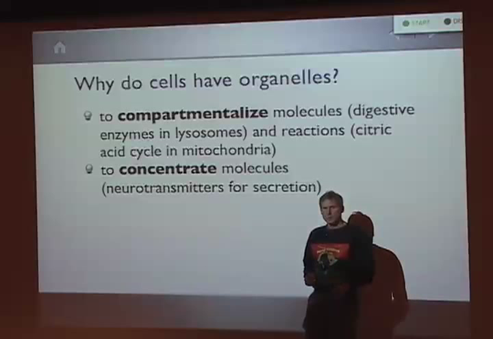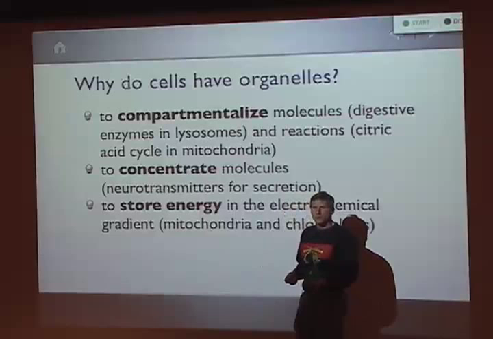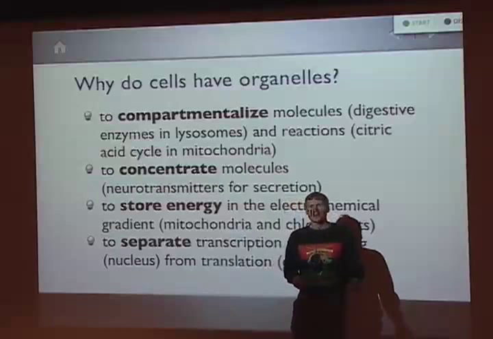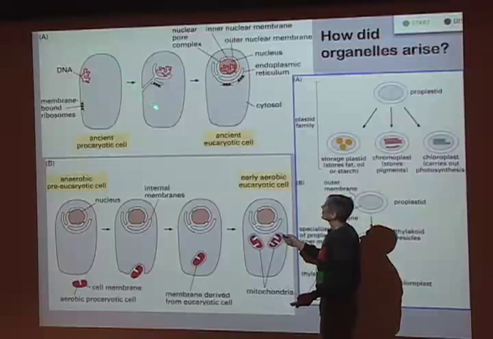Organelles can store energy, as we learned about from studying mitochondria and chloroplasts. So this energy is used to make ATP and do work in the cell. And of course, we've also talked about separating, in eukaryotic cells, transcription and splicing in the nucleus from translation in the cytoplasm.